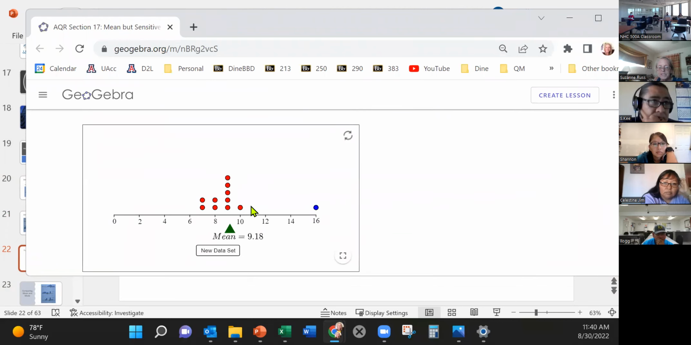So what we do is we look at this data set and we can see where the numbers are. We have a few in this area of 7. We have 2 numbers where 8 is. We have 5 numbers where 9 is, 1 where 10 is. And look at where it balances at 9.18. That doesn't seem too bad. But this outlier is what pulled it away. We think this mean should maybe be more like 9, where the median is and the mode is.